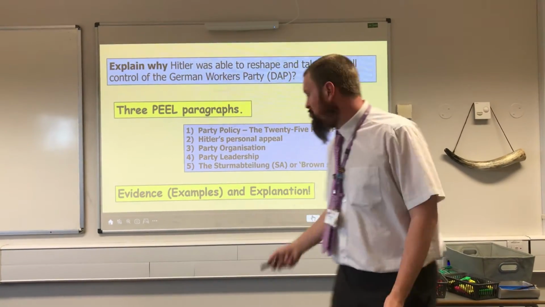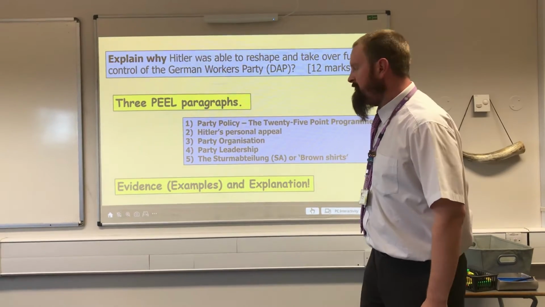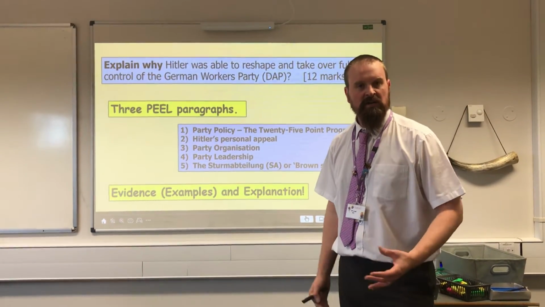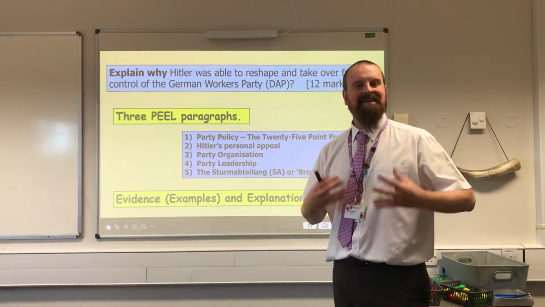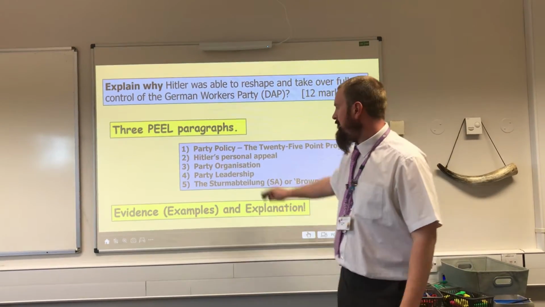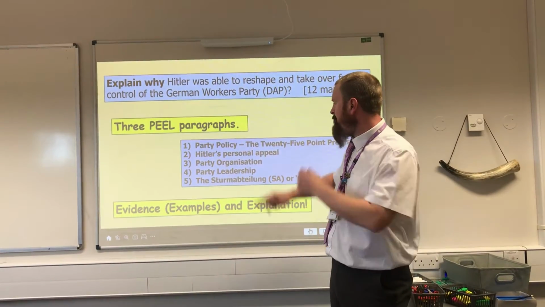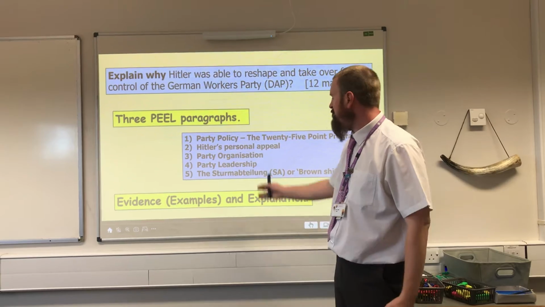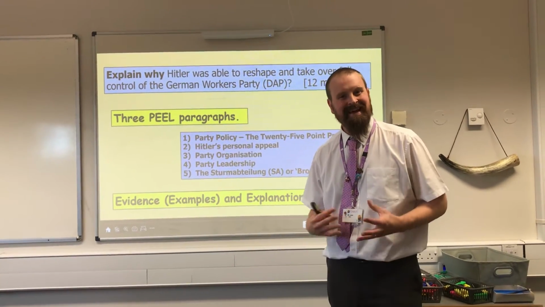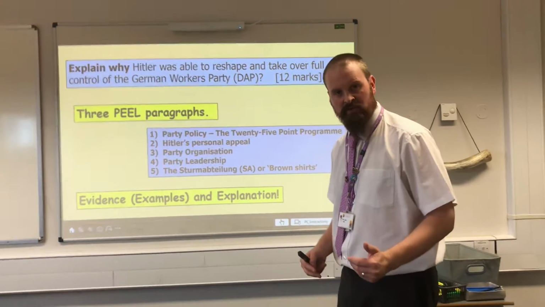So, what could you mention for this explain why question? Well, actually, you've got 5 options. These are all things that Hitler does to reshape the party and give himself more control. I'm not going to read them out, but you can see the few there. Party policy, his appeal, the essay. These are all things that Hitler does to make sure he gets control.